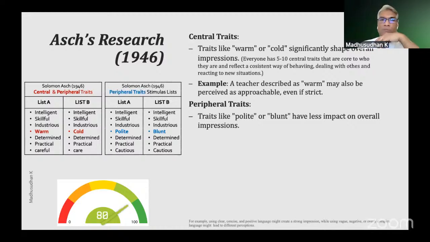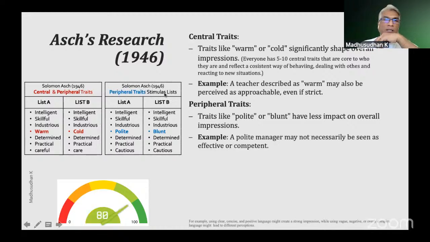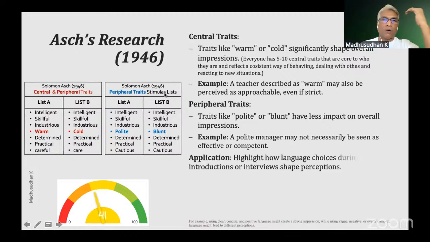Peripheral traits are like this: he also created one list with the peripheral traits, list A and list B. Similarly, he included polite and blunt, and cautious, and he changed these words. That doesn't play much role in selecting list A or B. They went common. They chose either one, because these peripheral traits don't make any difference in an individual, while central traits make a lot of difference, especially warm and cold.